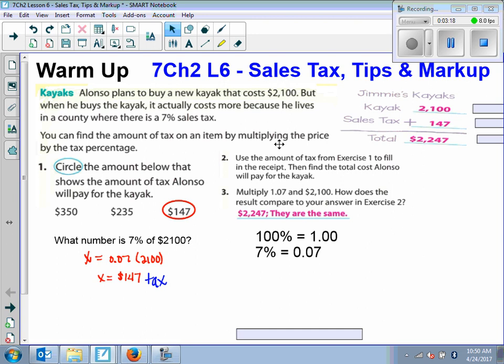The 1 represents the 100%, which is the 100% of the kayak. Does that make sense? So here, if I add the 100% of the kayak plus the 7% tax, then that's going to give me 1.07. So there's two different ways that you can figure out this problem. You can find out the sales tax, then add it to the original price to get the total price. Or you can add the whole amount plus the percent at the beginning, and then multiply to get the customer amount.